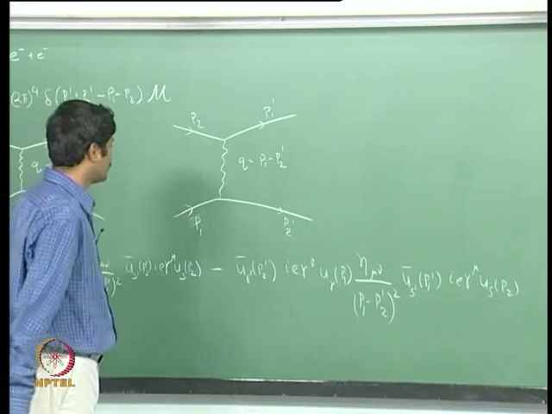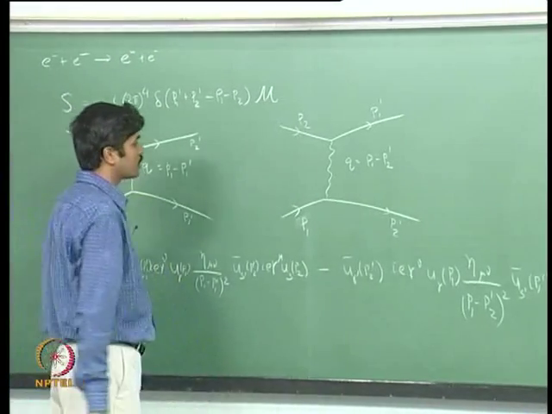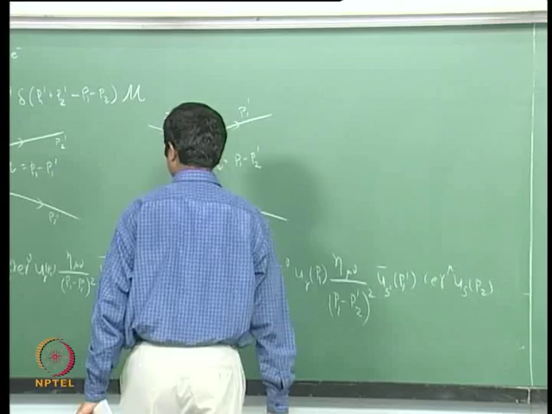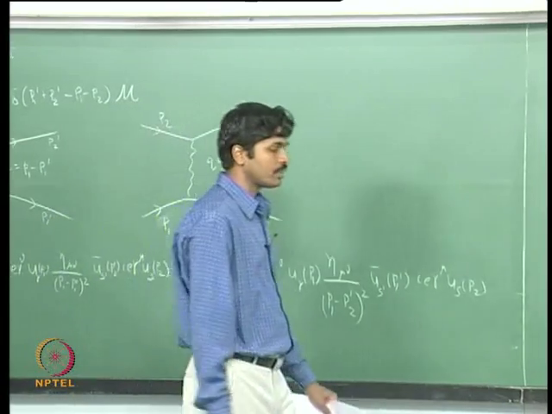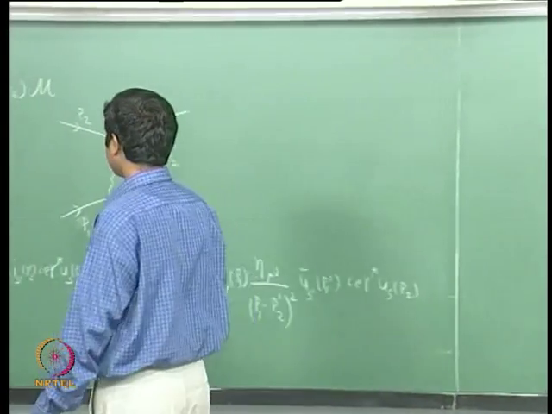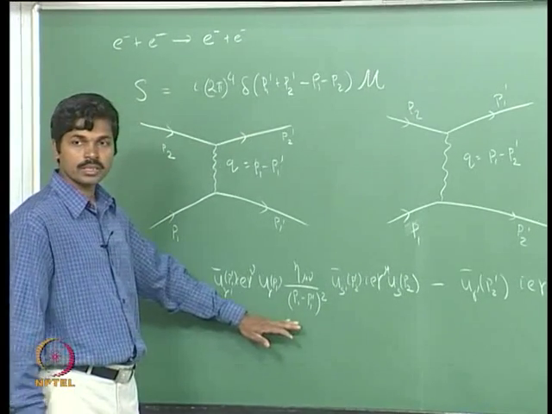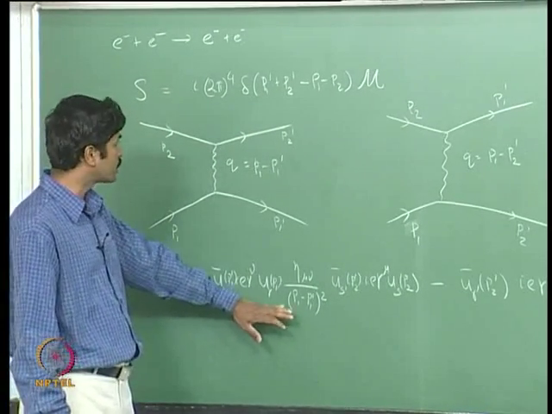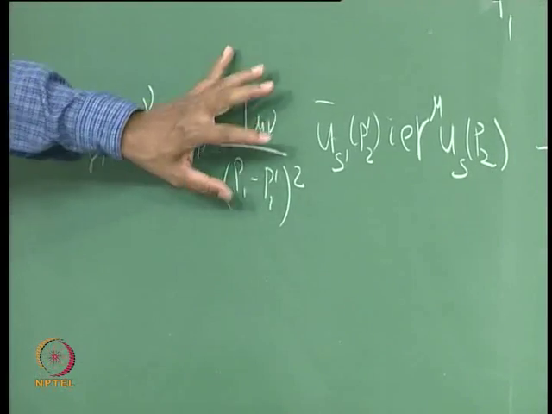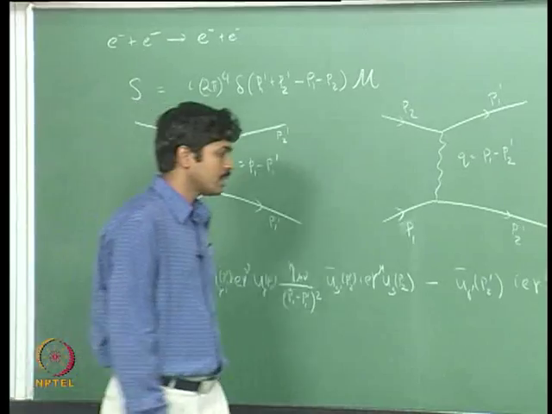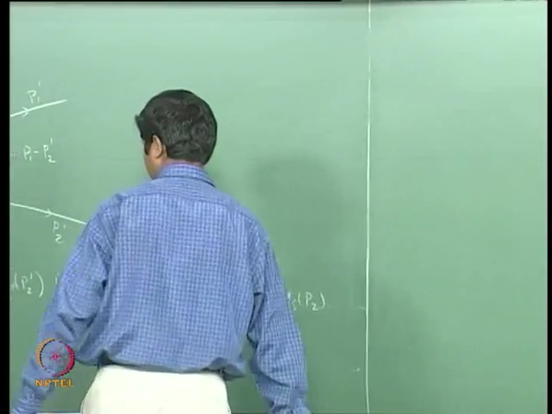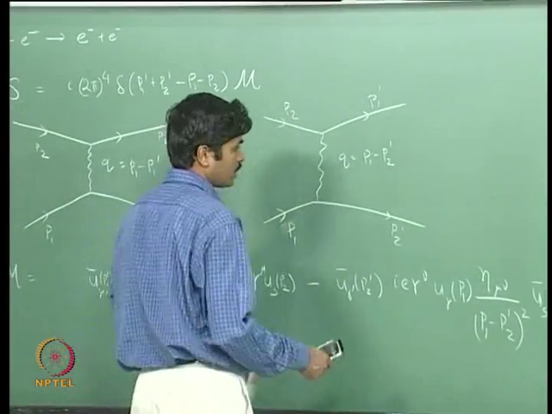All right. So what we have to do now is consider the formula for the differential scattering cross section, and then substitute this for the Feynman amplitude, and then simplify the formula to get the final answer.